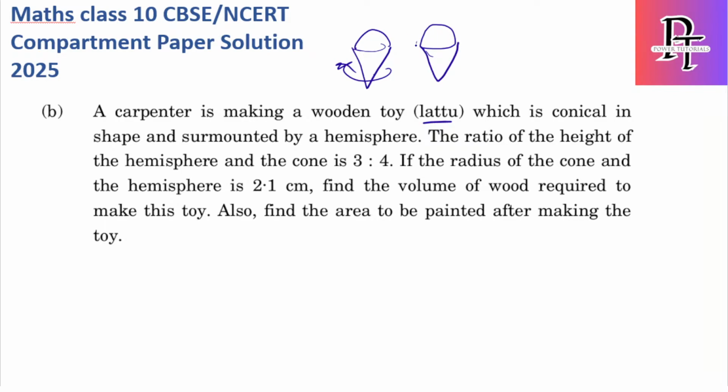I mean, the diagram is similar, but the structure is different. We have a cone here, the entire thing is wooden, whereas here is an ice cream cone, where we have a cone, I mean wafer at the bottom and cream at the top. Okay, the ratio of the height of hemisphere and the cone is 3:4.